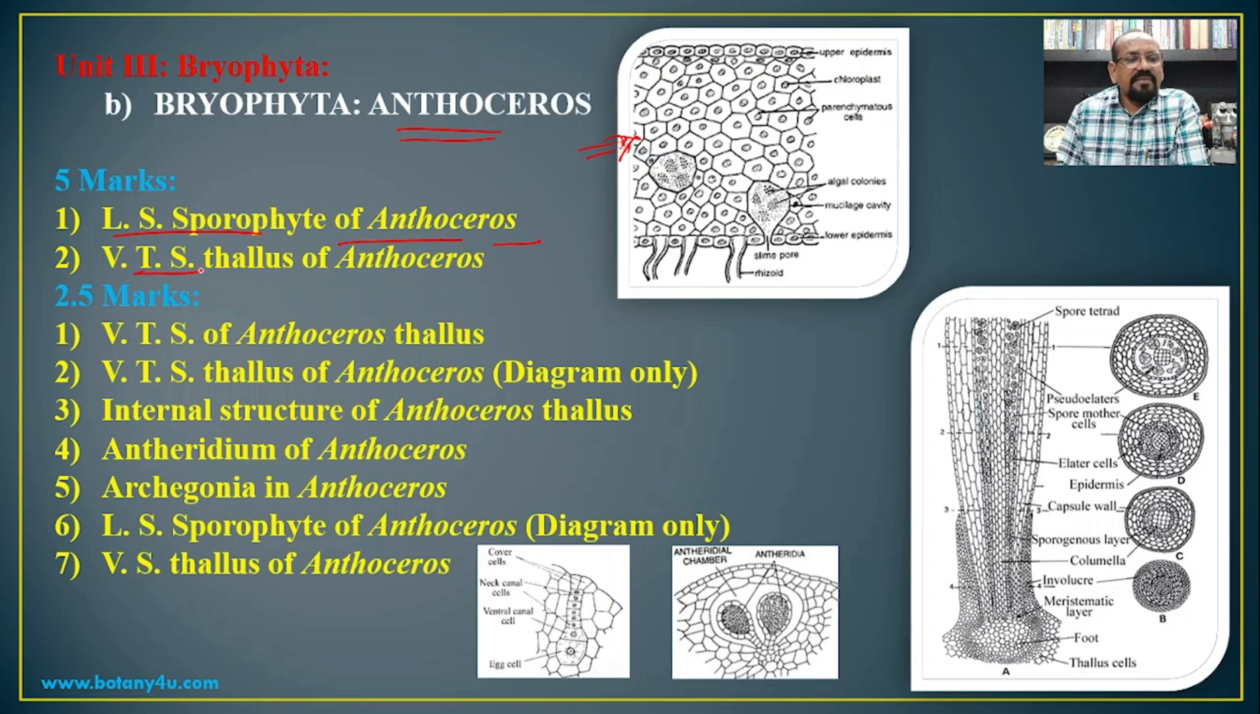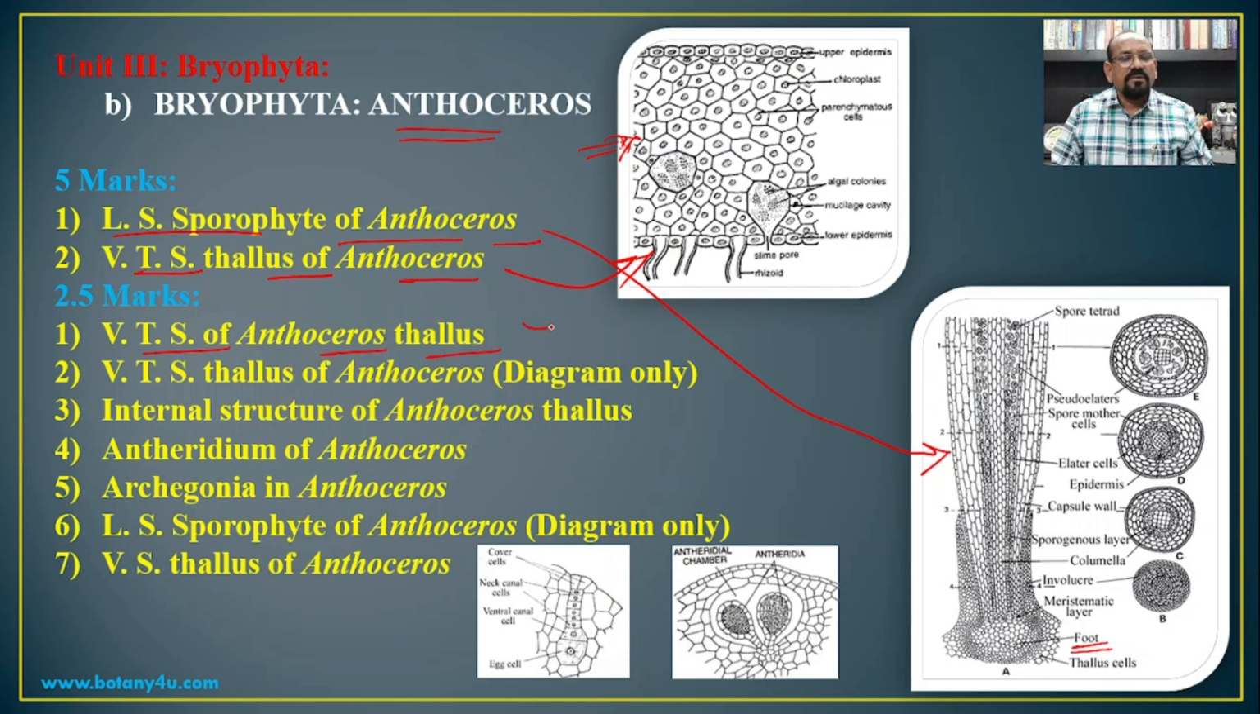Then the second one, that is the VTS of thallus of Anthoceros. So we have to provide this structure, that is the VTS of Anthoceros, and here this is the LS of sporophyte of the Anthoceros. Here also you will find the foot, seta and the capsule. Then VTS of the Anthoceros thallus.